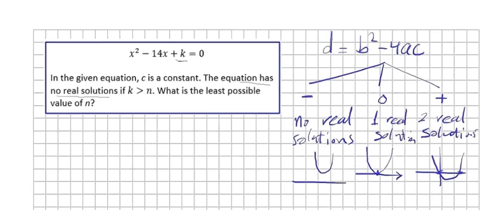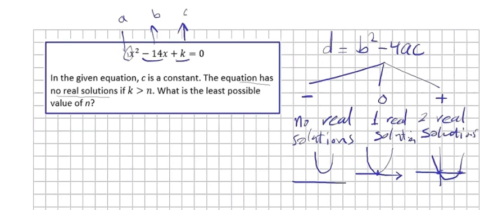So how do we check this one? We can consider a as 1, because here we have 1. A is the number that comes beside x squared, the coefficient of x squared. And b here is negative 14. Be careful, you have to take the negative with you. So b is equal to negative 14. And c in this case is equal to k.